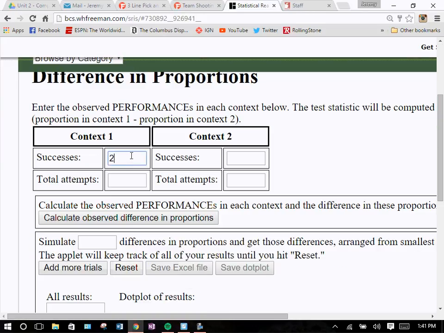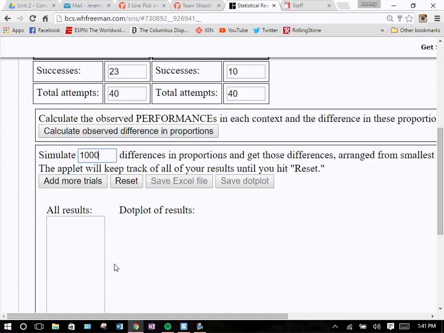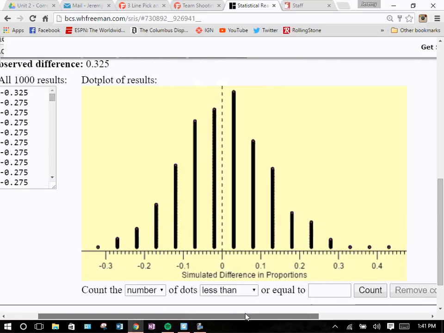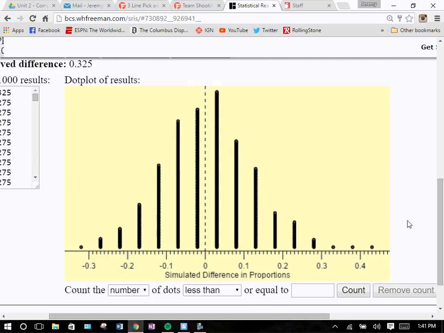All right, what was it, 23 and 40? 10 and 40. All right, so does this look better? So that looks more like yours.